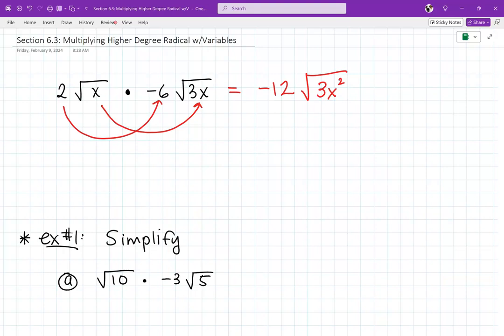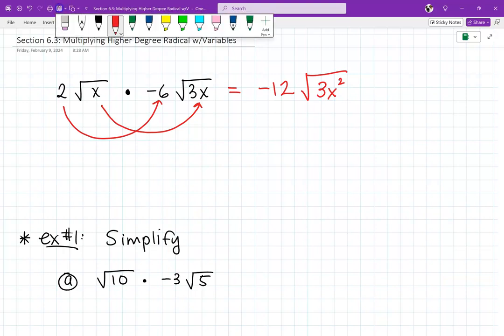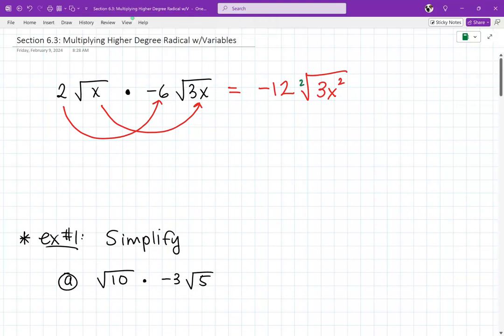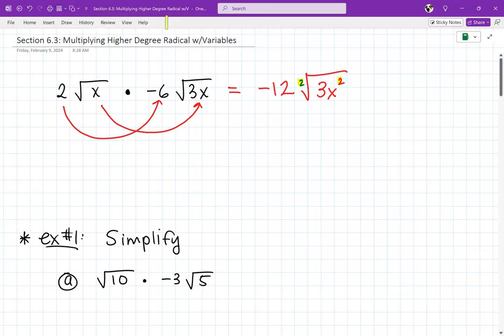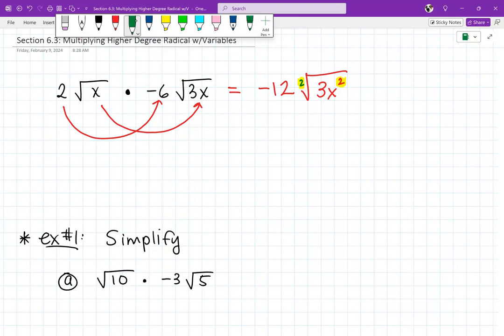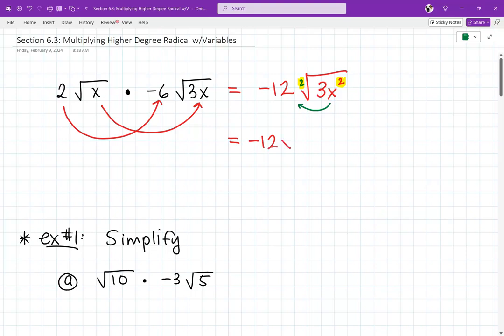Well, can I simplify the square root of 3x squared? Is there a square root to 3? No, right? Can I take an x out for a square root of x squared? Now, I will remind you the index here is a 2. Can I take an x out? I can, right? Because the index matches the power. This power right here and this index, they're both 2's. That means that this x can come out. So my final answer will be negative 12x square root of 3.